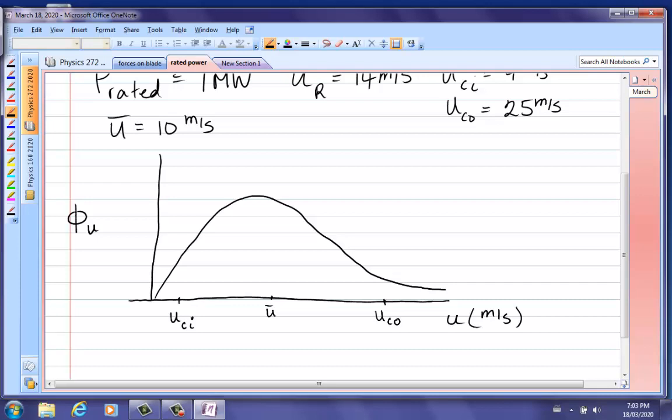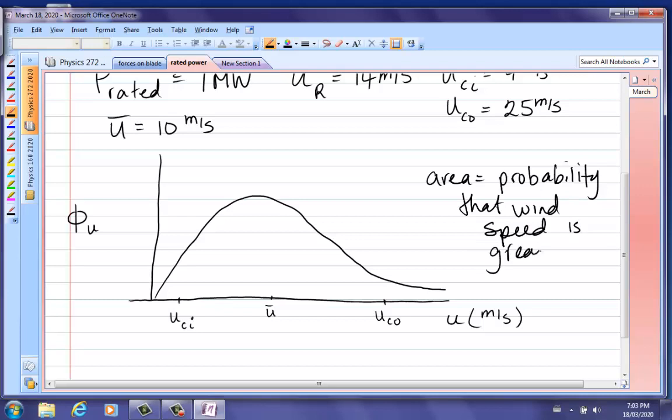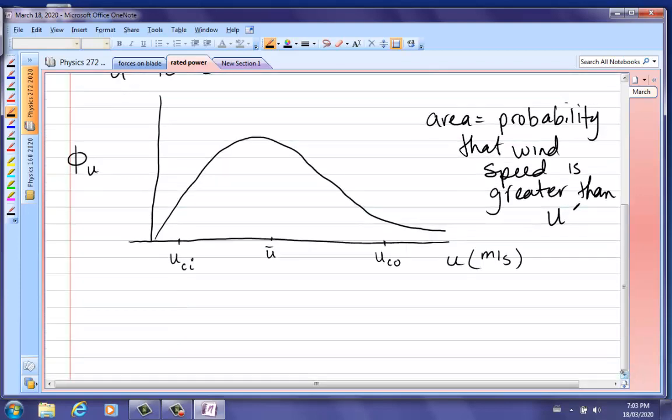Okay, now the area under this curve represents probability. So the area equals the probability that wind speed has a certain value. Now usually the way we do it, if we're going to do an area, is that we calculate the probability that wind speed would be greater than a certain value, so the probability that wind speed is greater than U prime. And this would be an equation on your equation sheet.